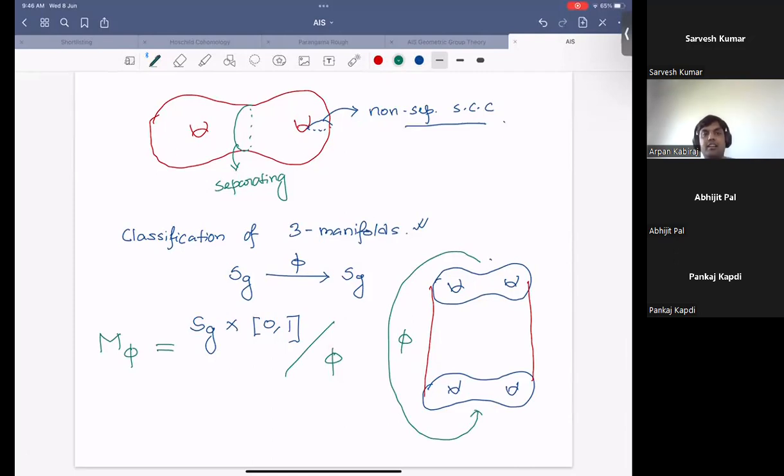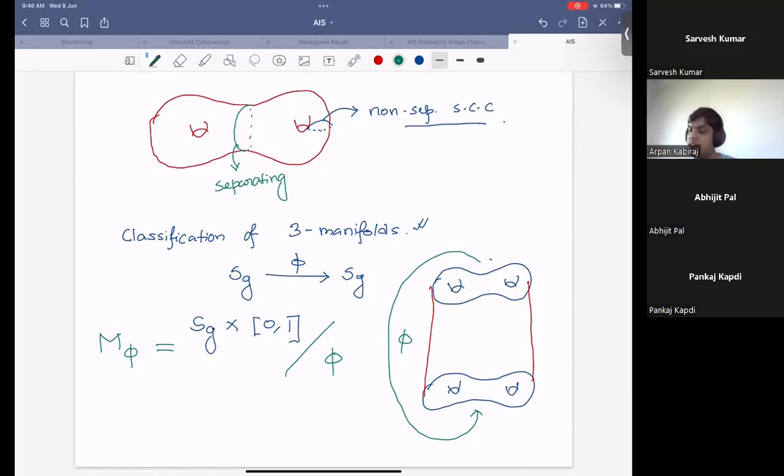Is the construction clear? Take the surface, take the product with the interval, then glue it. But don't glue it using the identity, glue it using the homeomorphism phi. That gives you a three-manifold, a closed three-manifold. This does not have any boundary.